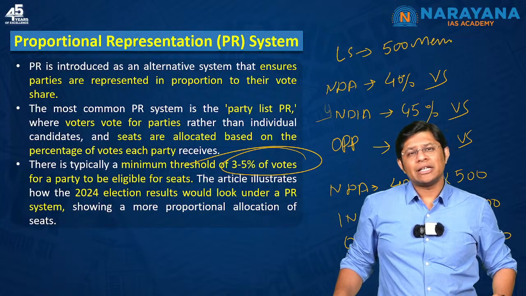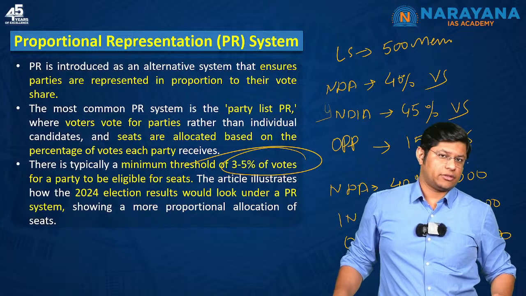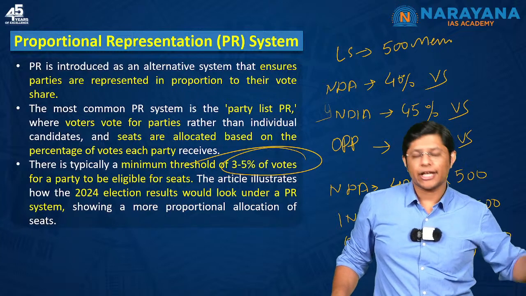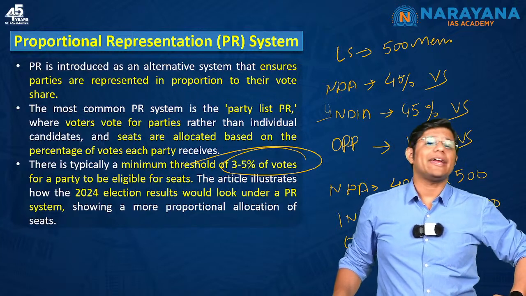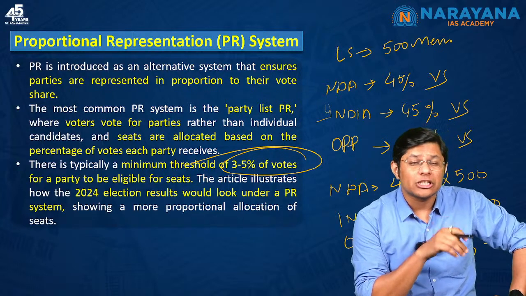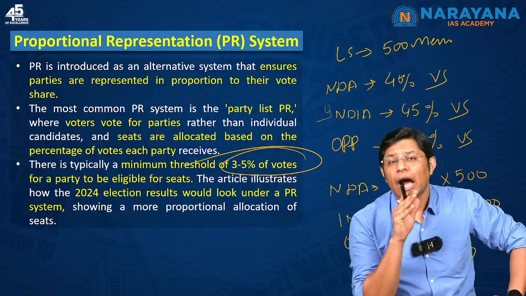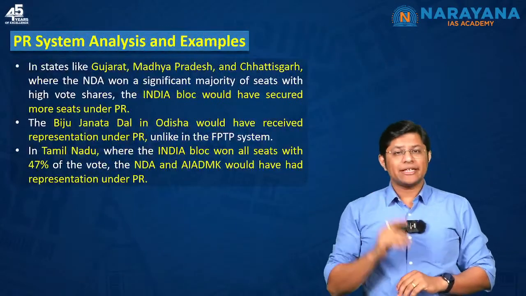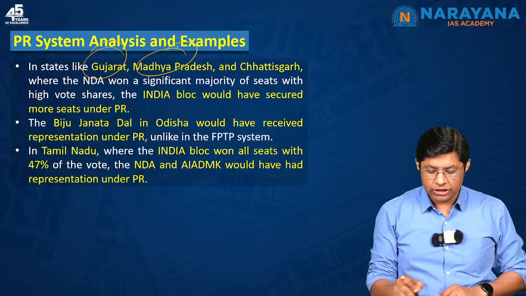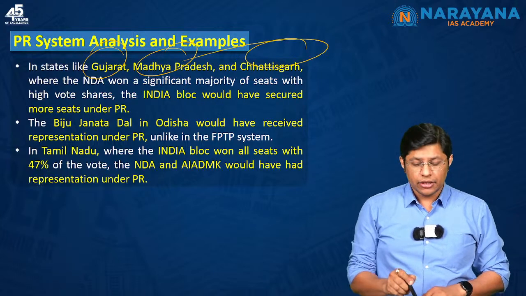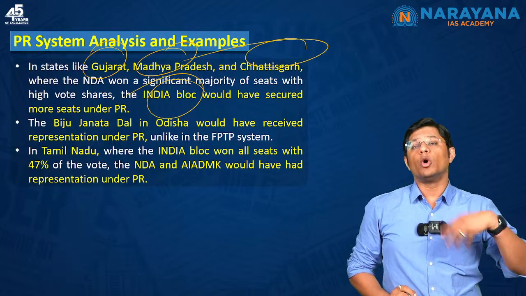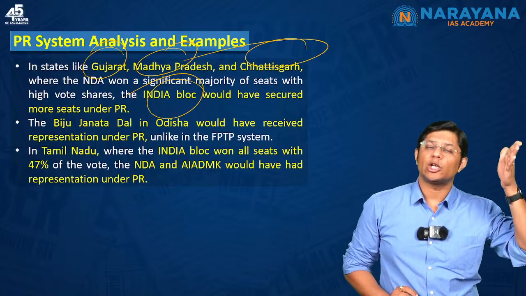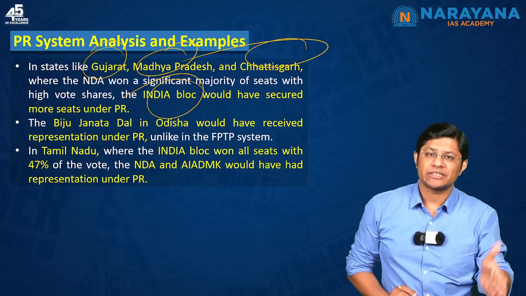Now let us try to understand that had India adopted the proportional representation system in 2024, the recently concluded elections, how would the picture appear? For example, in the states of Gujarat, Madhya Pradesh and Chhattisgarh, the India bloc would have secured more seats had India adopted the proportional representation system.